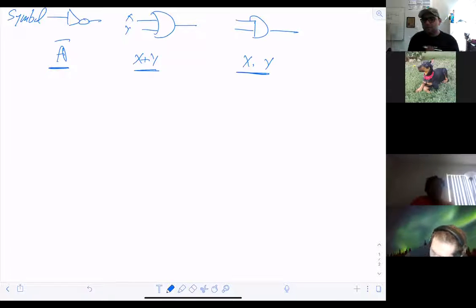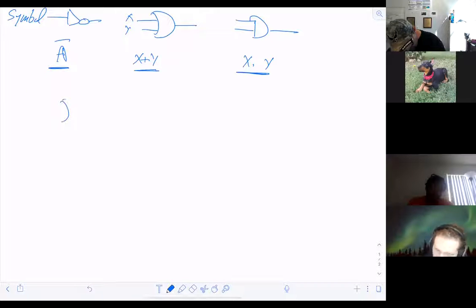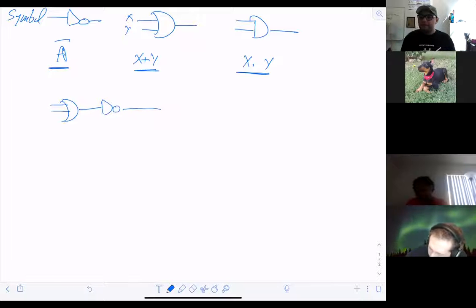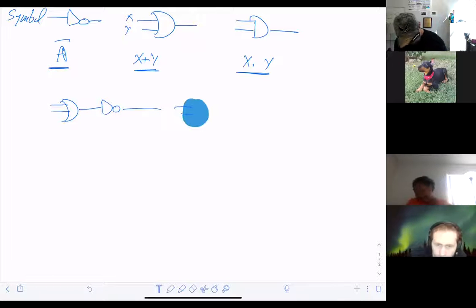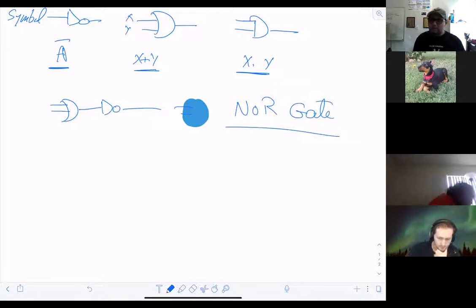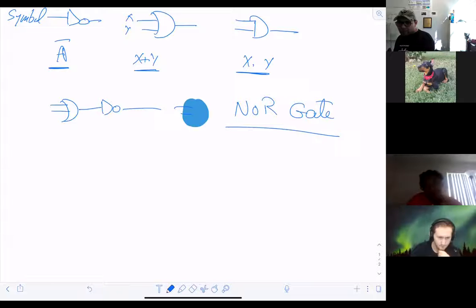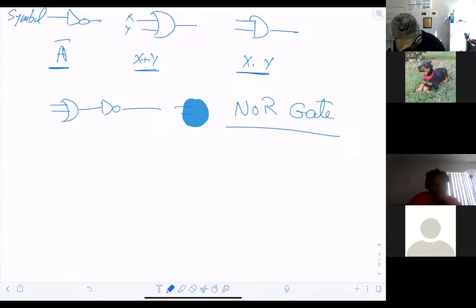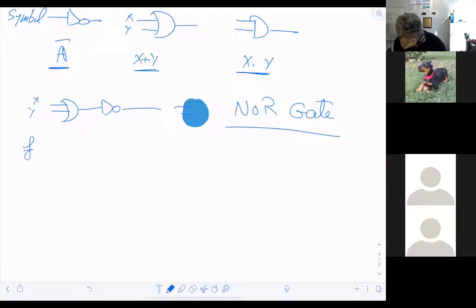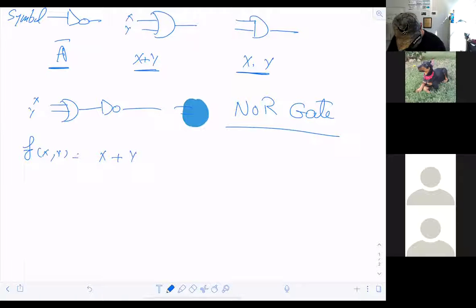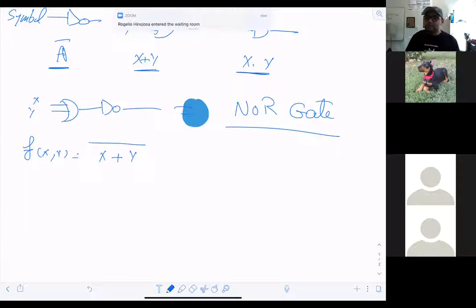Now we are going to talk about how we can combine and mix them to bring the other gates. So for instance, an OR gate, if it's followed by a NOT gate, gives me something called the NOR gate. So OR followed by NOT gives me what? The NOR gate. So how does the NOR gate look? Basically, if I have X and Y here, so if F is a function of X and Y, that will be X ORed with Y, complemented. That makes sense?